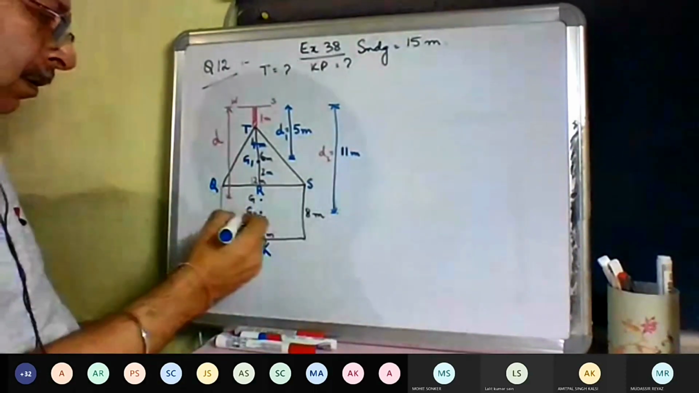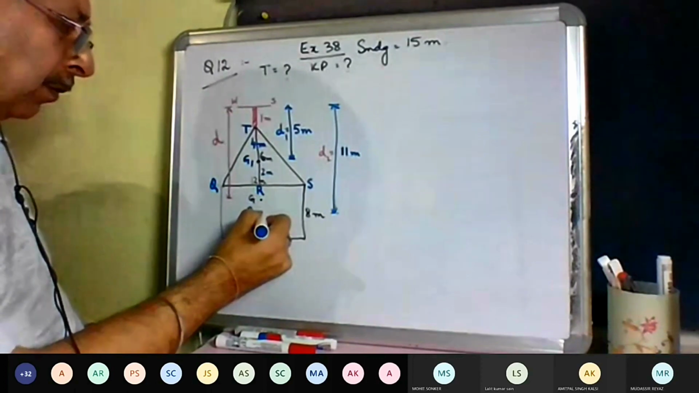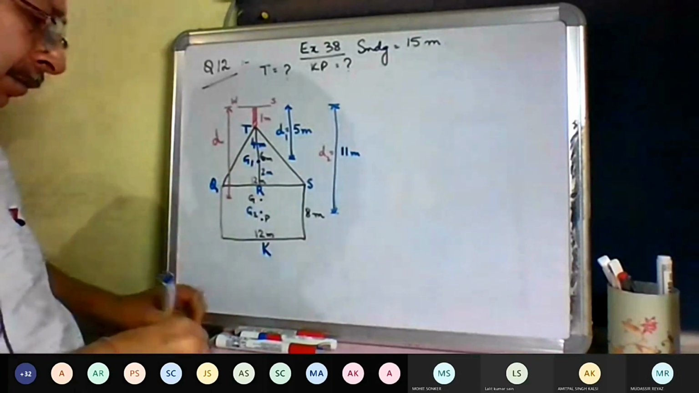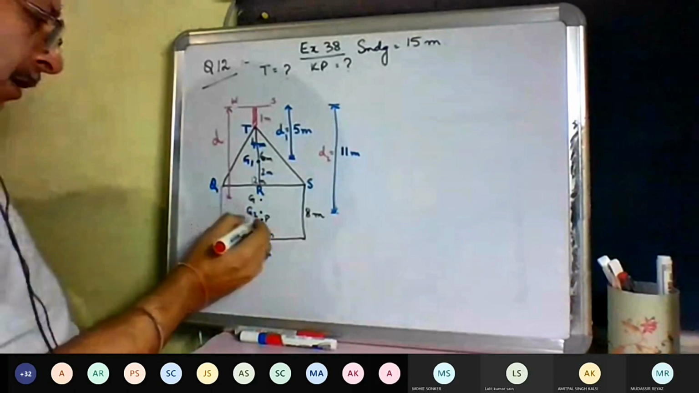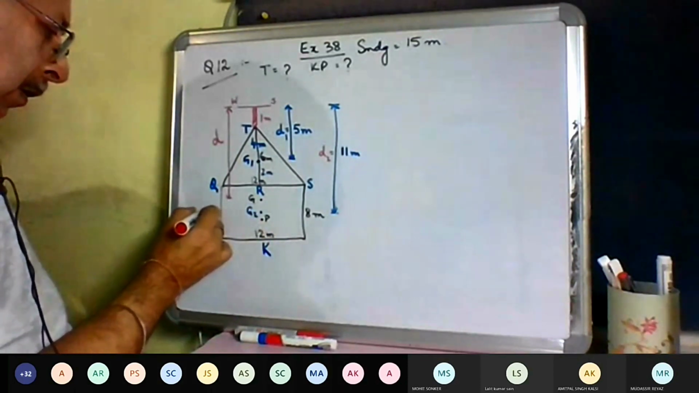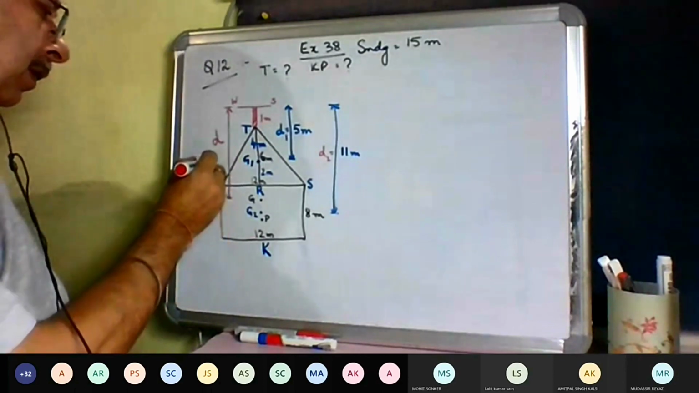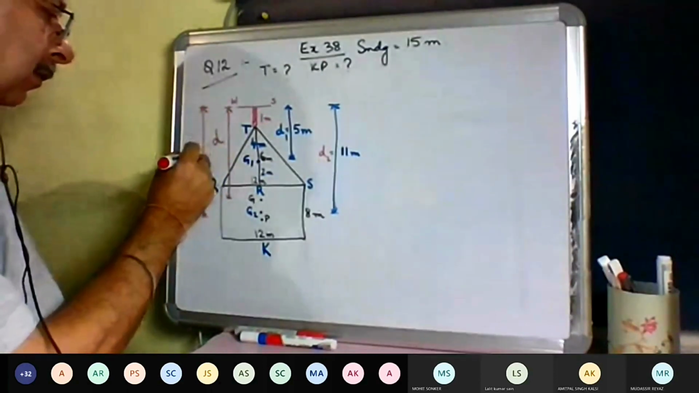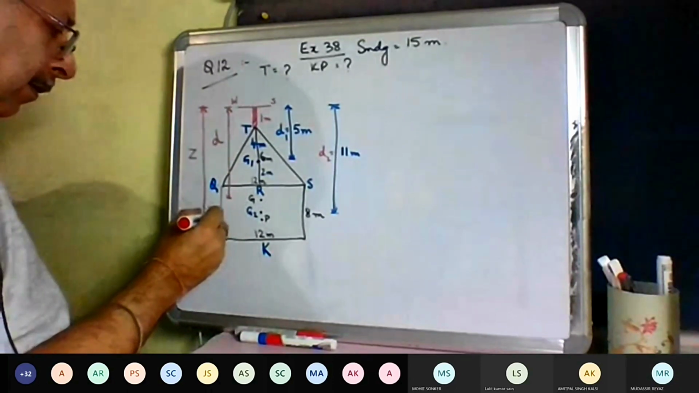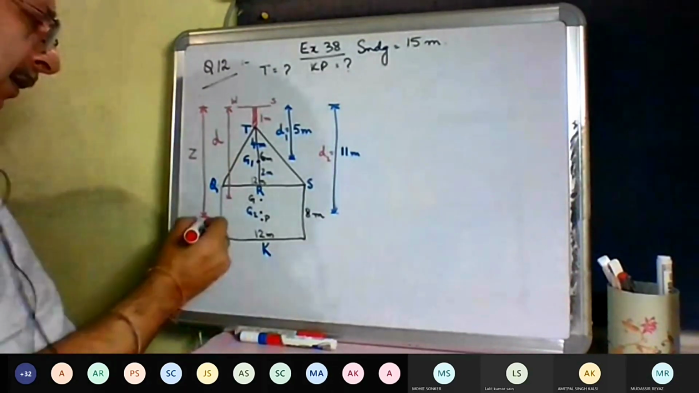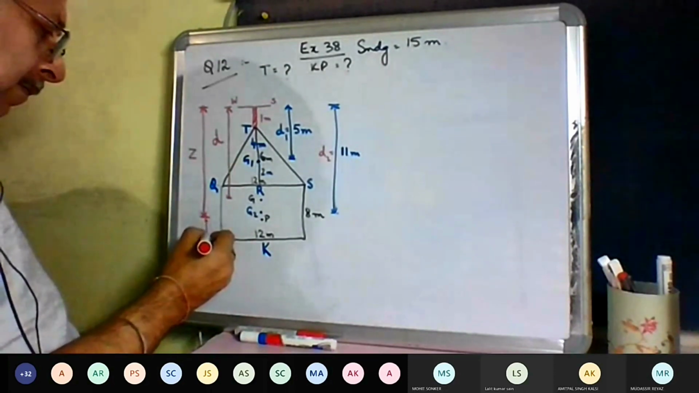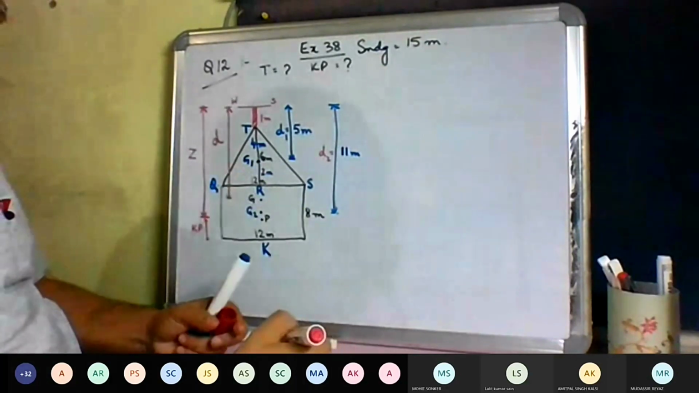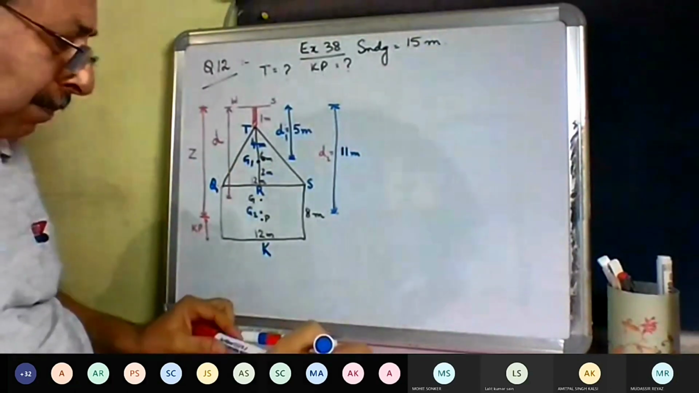Then P will be the center of pressure, which will lie below G. And P by definition is the distance to the water surface, and that distance is called Z. That gives you the Z, and the distance P to keel gives you Kp. So my diagram is complete now.